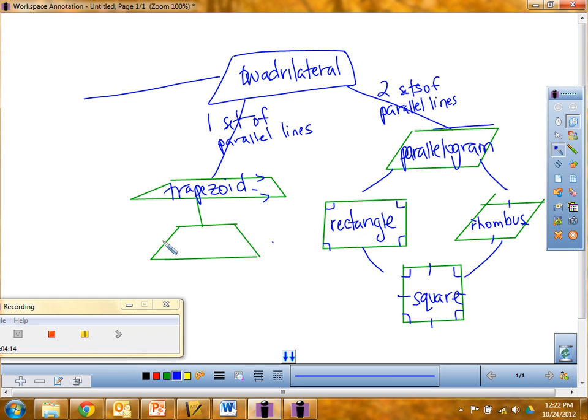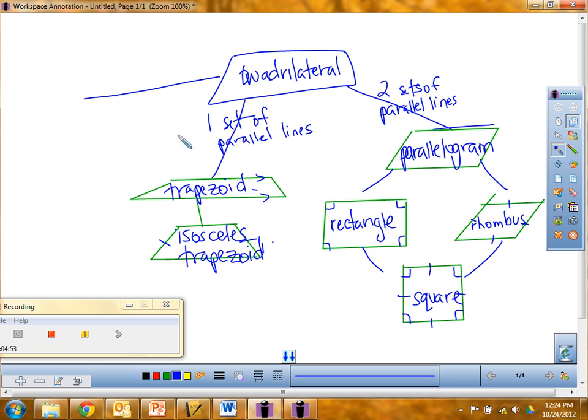Trapezoid. And then at the bottom, we have these congruent sides, so the non-parallel sides are congruent. And this is what we call an isosceles trapezoid. Think of an isosceles triangle, which has two congruent sides; an isosceles trapezoid does that as well.